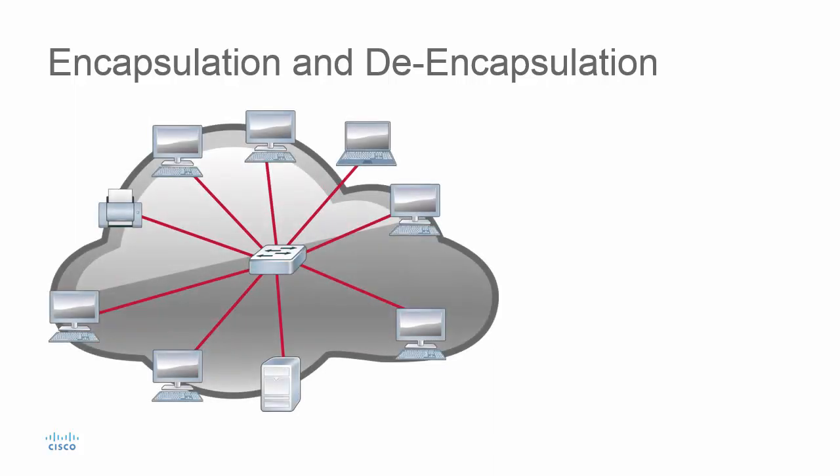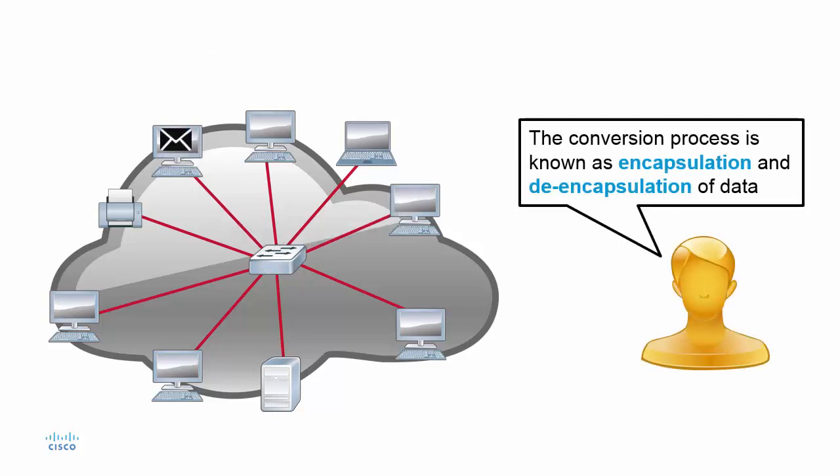Information that is transmitted over a network has to go through the process of conversion at the sending and receiving ends of the communication. The conversion process is known as the encapsulation and de-encapsulation of data.